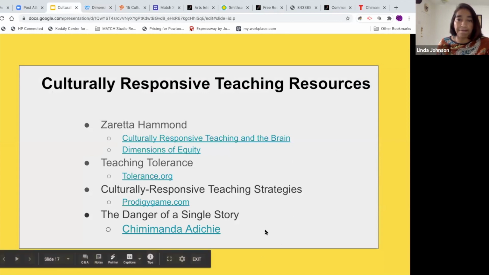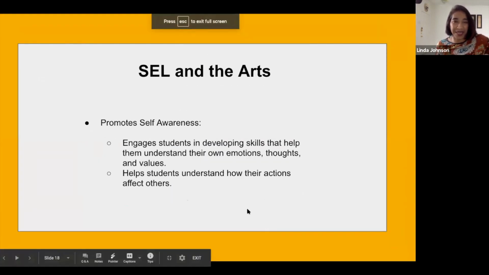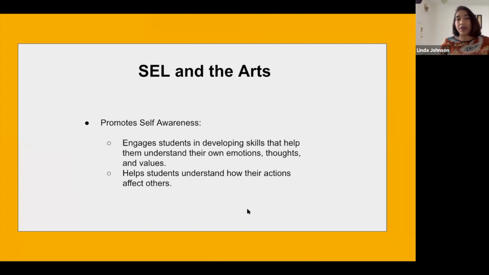And then let's talk about SEL real quick. So, SEL in the arts, one of the facets of SEL is that it promotes self-awareness. And of course, arts is how we express ourselves. So, arts is going to help you with your SEL, because you're going to be engaging students in developing skills that help them understand their own emotions, their thoughts, and their values. And so that's what's great about that. It helps students understand also how their actions affect others.